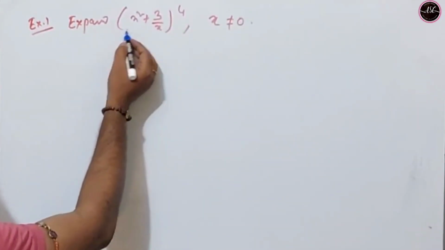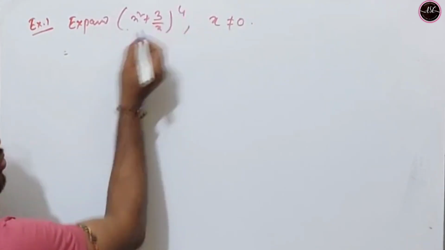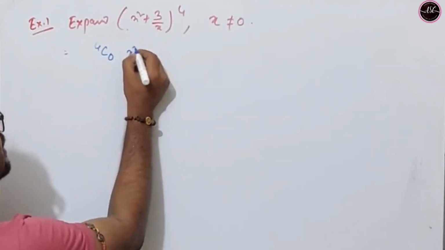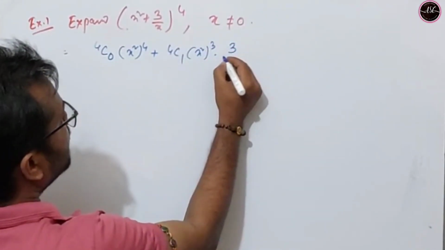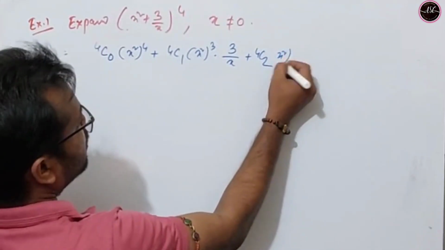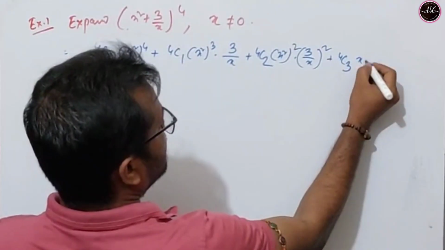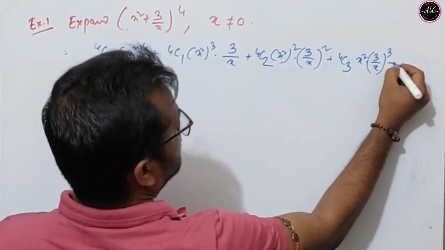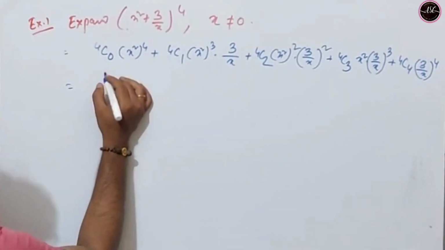Now we will do some examples for better understanding of this matter. Look at this example. Here x square plus 3 by x to the power 4, while x not equal to 0. Just apply the binomial theorem. We get here n equal to 4, so 4C0 x square to the power 4, 4C1 x square to the power cube dot 3 by x, 4C2 x square whole square dot 3 by x whole square, plus 4C3 x square dot 3 by x whole cube plus 4C4 3 by x to the power 4. So we get x to the power 8.